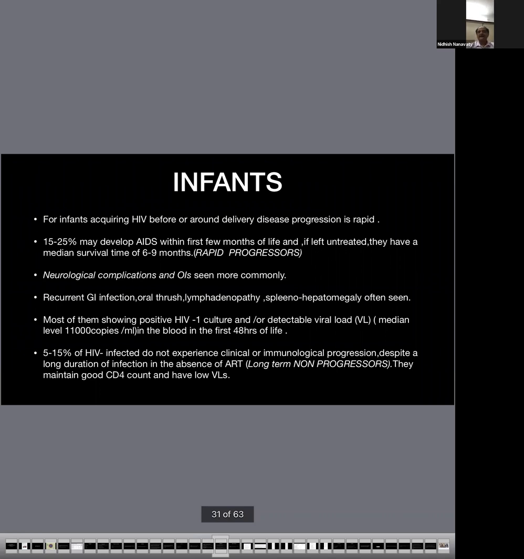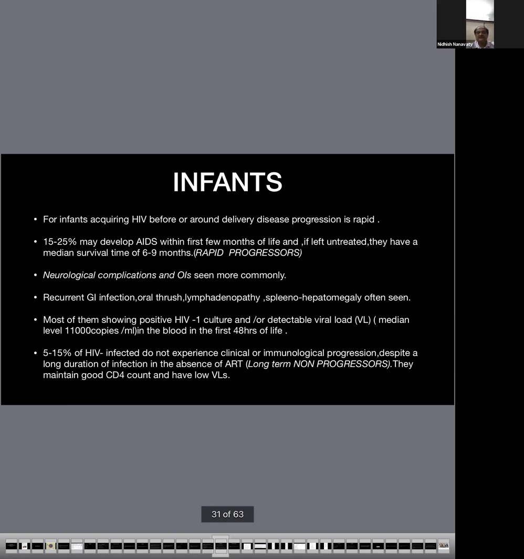Now, for infants acquiring HIV before or around delivery, disease progression is rapid. And 15 to 25% may develop AIDS within the first few months of life. And if left untreated, they have a median survival time of 6 to 9 months. They are rapid progressors. And neurological complications and opportunistic infections are seen more commonly. Recurrent GI infection, oral thrush, lymphadenopathy, and splenohepatomegaly are often seen. Most of them show positive HIV culture and detectable viral load in the blood in the first 48 hours of life.